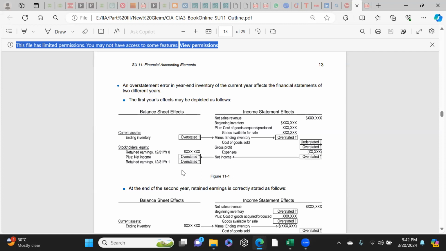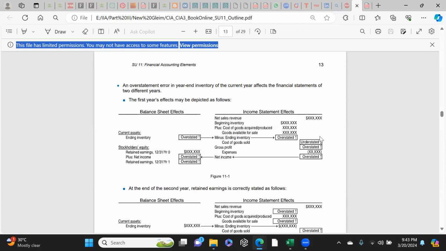Now, due to some reason, if this is overstated, right? Overstated is you're indicating a higher value than it should be for your closing inventory. So this is overstated, but since you are deducting this amount, you are understating the cost of sales. Because the inventory value you take out is higher, you are overstating the inventory, and therefore you are understating the cost.